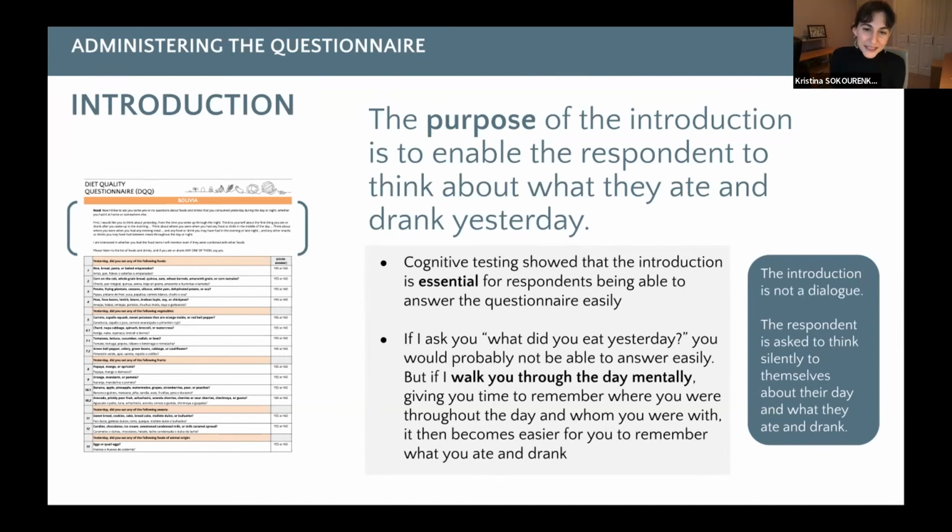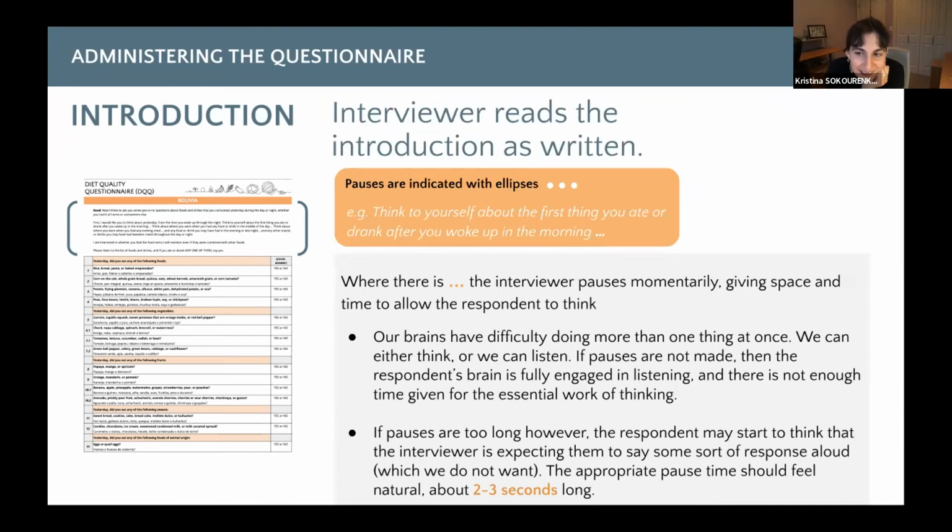And it's not meant to be a dialogue here. It's really meant to give the participants some room to reflect to themselves about their day and what they might have consumed. And the introduction has some pauses in it, indicated with ellipses. The intention is to wait and pause during the ellipses to give people time to think. And that's really because our brains have difficulty doing more than one thing at once. We can't think and listen at the same time. So if the pauses aren't made, it's quite hard for the person to be fully engaged in listening while also reflecting about their day, which is a key part of the process. So these strategic pauses are really helpful.